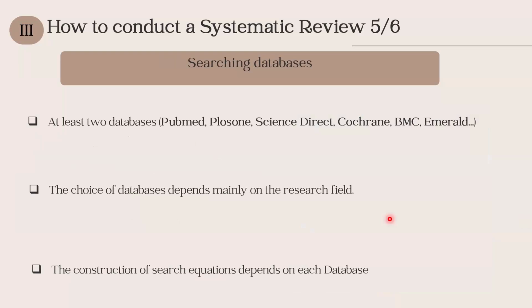The fifth step concerns database searching. Researchers need to select at least 2 databases that are relevant to their research topic. Here are just a few examples of health-related databases: PubMed, PLOS ONE, Science Direct, Cochrane, BMC, Emerald. Also, the construction of the search equation depends on each database.